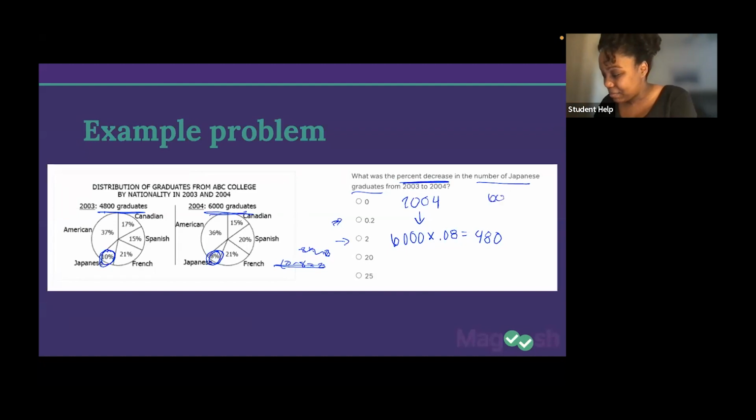So 6,000 times 10% is 600, and that's really close. So that tells me it's going to be in the 600 range. But then 6 times 8 is 48. And then all I have to do is add the 0.